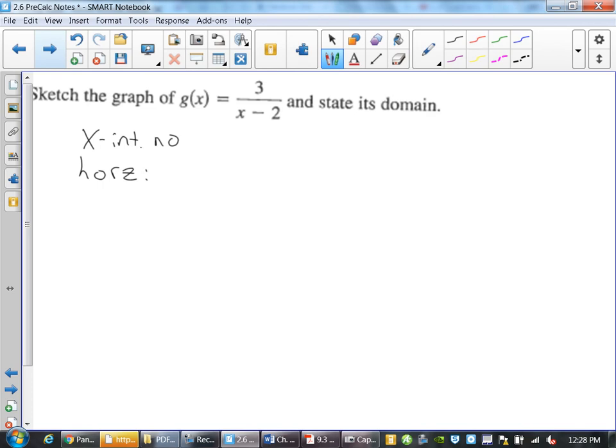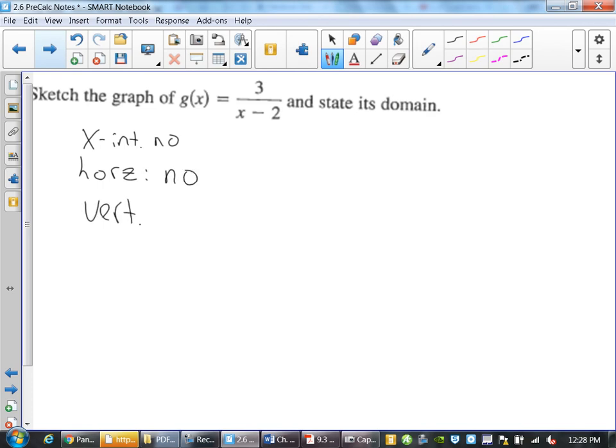Since the bottom has the larger of the degree, where's the asymptote? No, they're right. Oh, did I give you hers? Sorry. Anyway, since the degree in the bottom is greater than the degree on the top, there are no horizontal asymptotes.